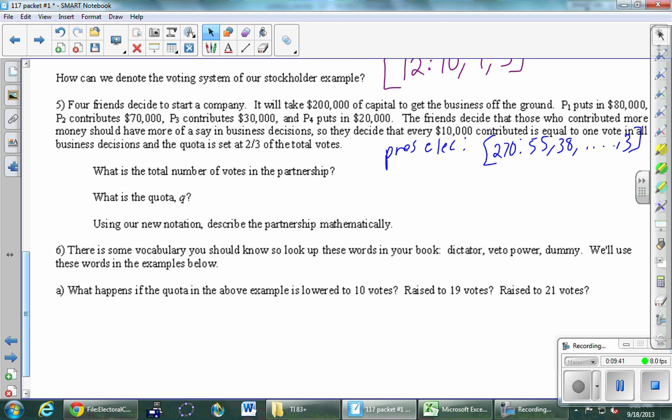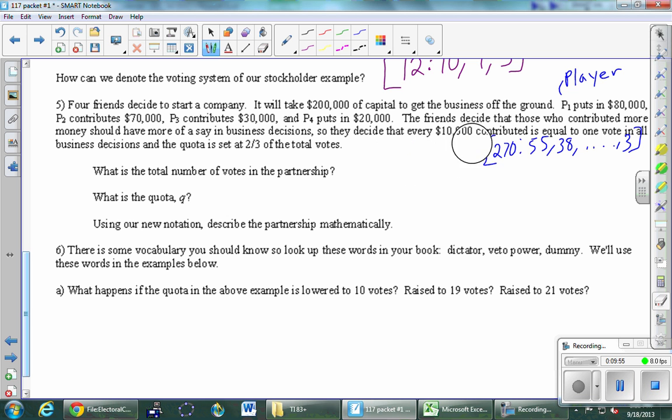Okay, so we've got these 4 players, which is why we're calling them P. So P just stands for player. P1 is player 1, just so that we don't have to give them names every time. So the first question is, what's the total number of votes? Okay, let's see if we can answer that. So it says that every 10,000 is 1 vote. How much money is in this company? 200,000. So how many votes are there in there? 20 altogether.